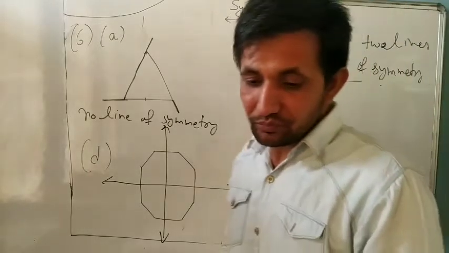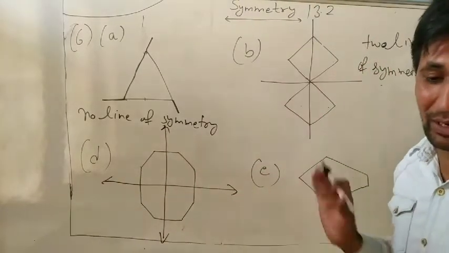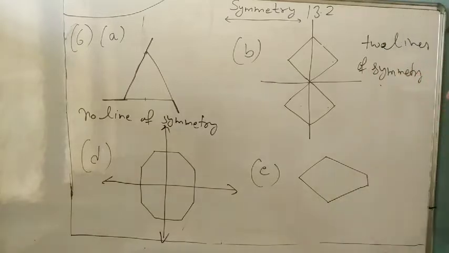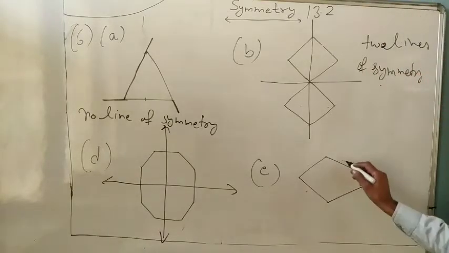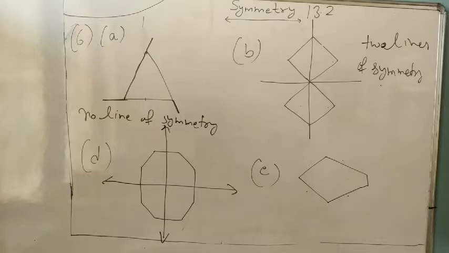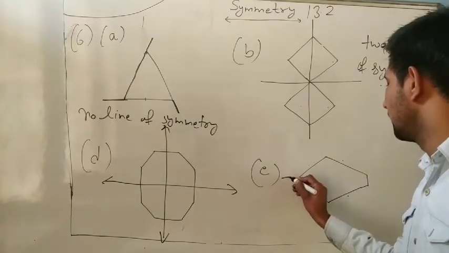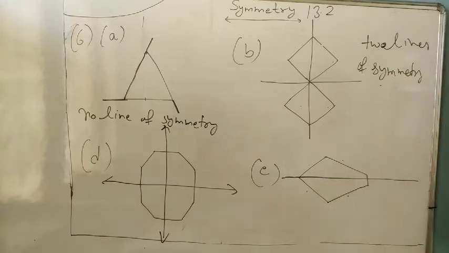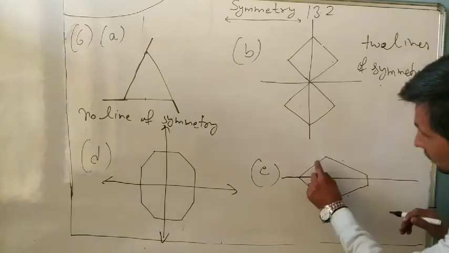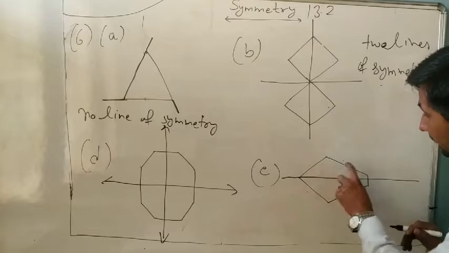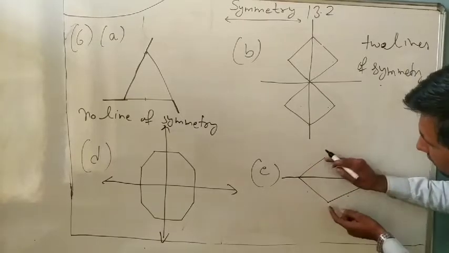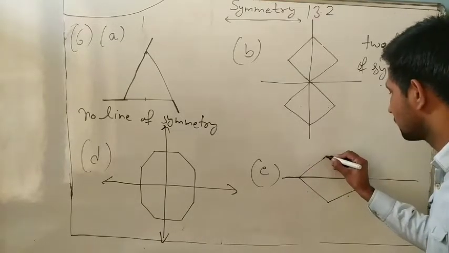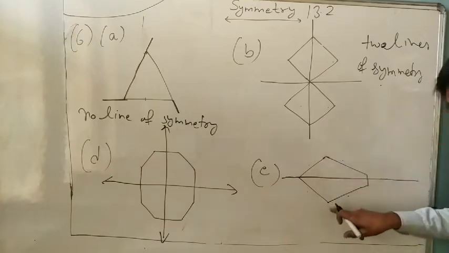Okay. Now C part you can do yourself. Okay. Now E part. How many sides? 1, 2, 3, 4, 5, and all are unequal sides. So we have to find the line of symmetry. Is it a line of symmetry or not? Yes. Because these two sides are already equal. So when we fold it, this corner comes on this corner.